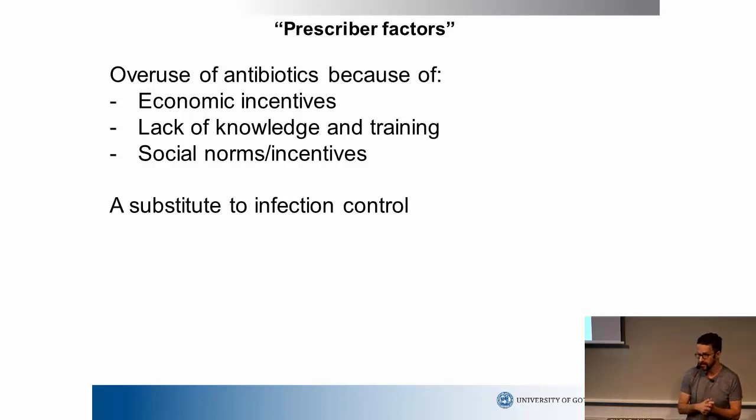Doctors' factors or prescriber factors. Doctors might prescribe antibiotics too much for a number of different reasons. For example, there are economic incentives to treat a lot of patients and just solve the problem. They might not have the proper information and knowledge to make the right decisions. And there might be norms on how to treat patients. In particular, an important interaction between patients and doctors creates certain incentives and norms. And of course, this could be seen as a substitute to infection control. So instead of caring about infection, now we're just going to use antibiotics.